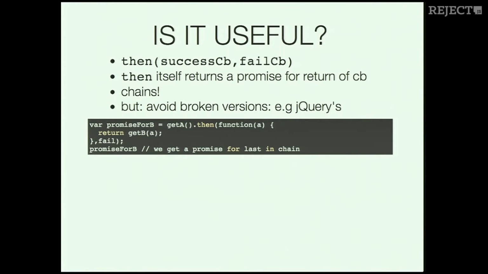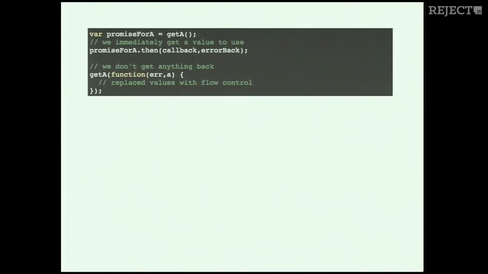So this is the bit where it gets really useful. We've got get A, then a function over A, and we're saying return get B. So that whole chain, just like jQuery or lots of other libraries, now returns a promise for B, and we can use that in future bits and pieces. The basic API is just this then.